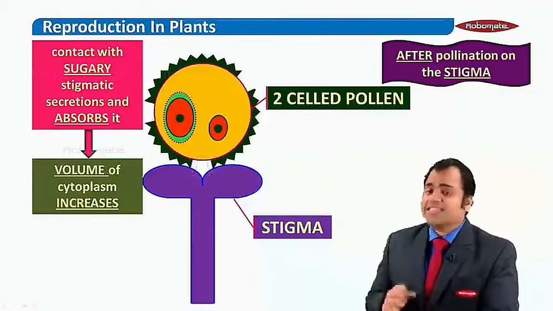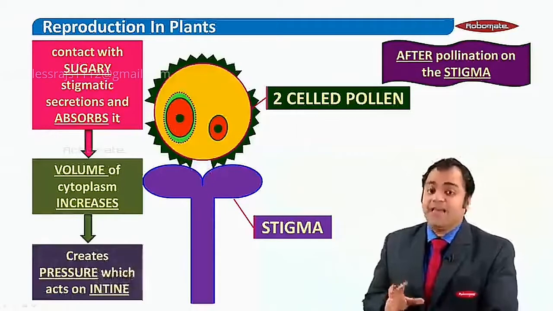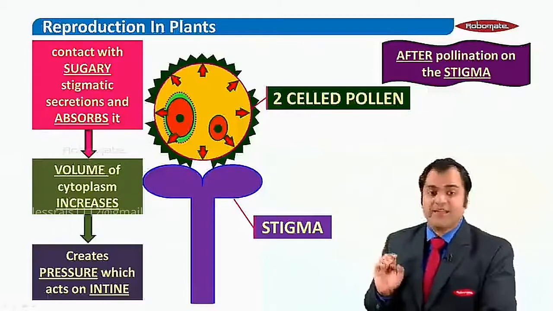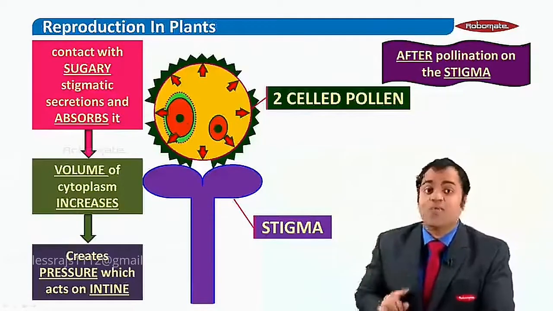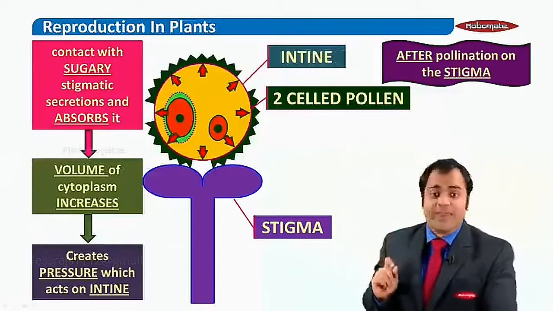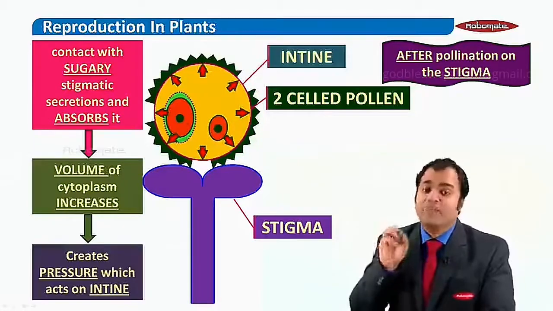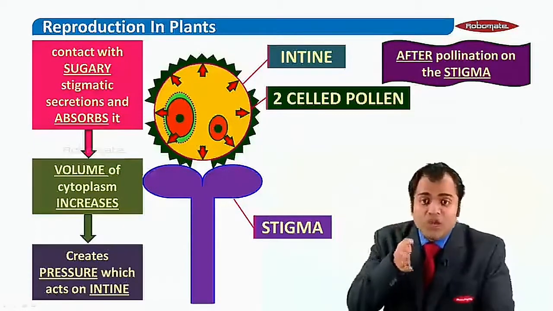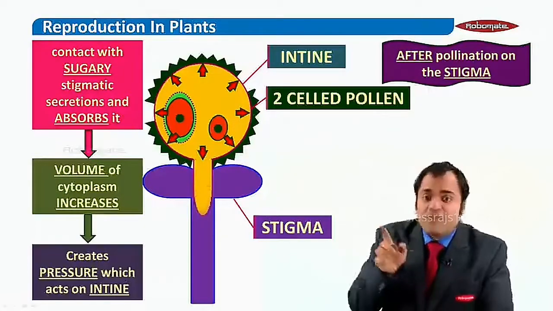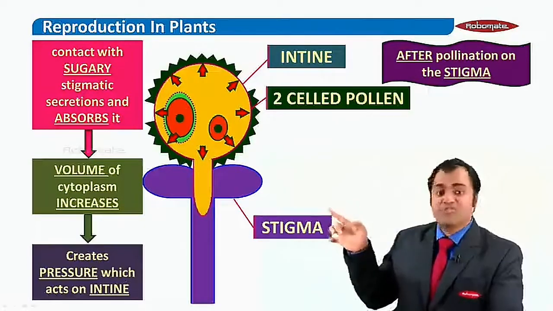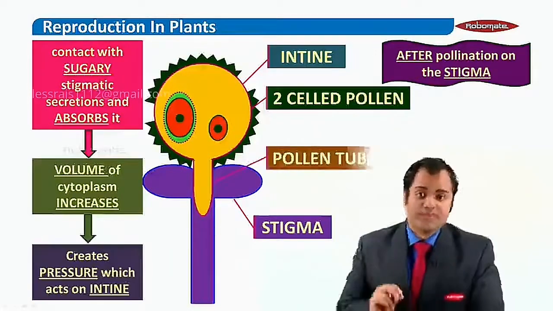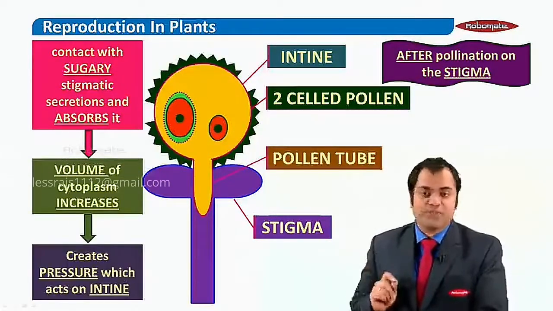So the next step is that it creates a pressure which acts on the intine. Remember, intine was the inner wall, labeled right up there. So when the pressure is created on the intine, the intine will now come out through the germ pore in the form of this tube-like structure, which is called the pollen tube. Is that okay? So that's the pollen tube.